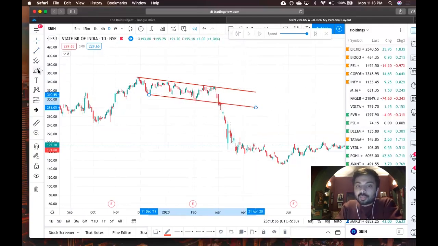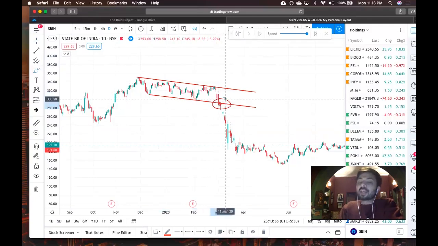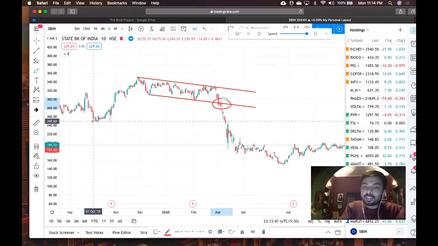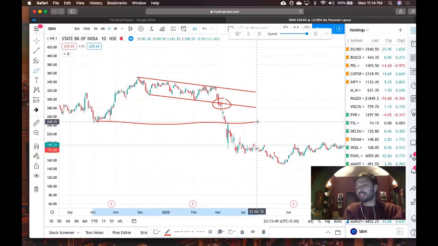And what is the plan? Once this level is broken, that means things are getting bearish. You will go short in the market. Why? Because the support is broken. What's the target in this scenario? Look at the previous level. You can see this level will become your target.